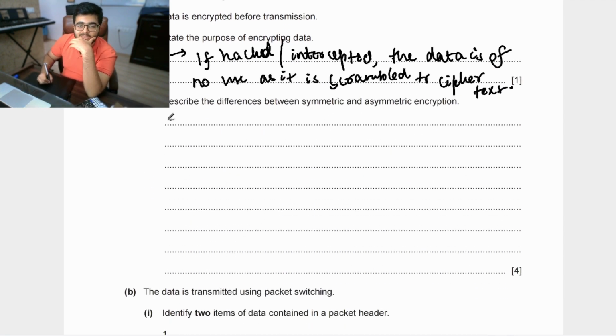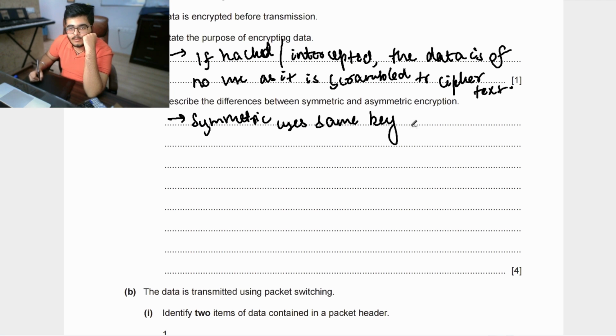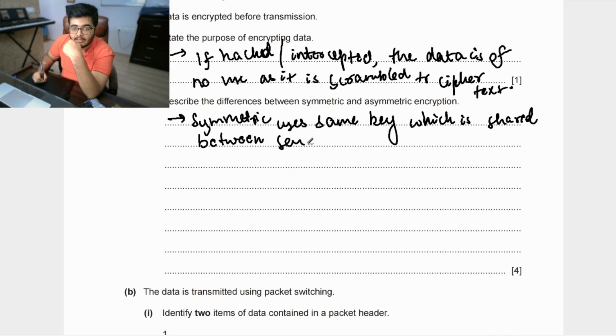So for symmetric, firstly the same key is used. For asymmetric we have a private key and a public key. So for symmetric, you write symmetric uses the same key, right? The same key which is shared between sender and receiver.